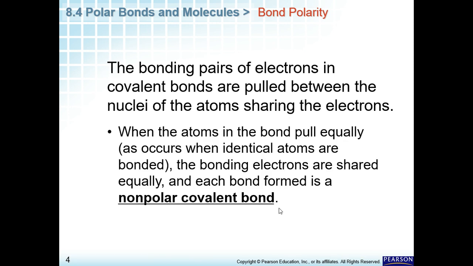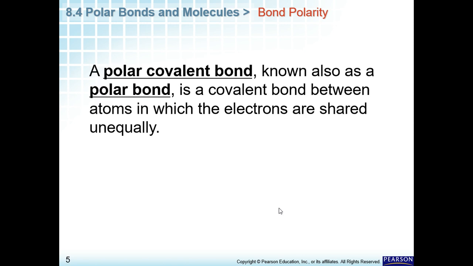So when atoms in a bond pull equally, which usually occurs whenever the atoms are identical to one another, the electrons are shared equally and therefore the bond is considered to be nonpolar. On the other hand, a polar covalent bond is one in which the electrons are shared unequally. That just means that one atom is stronger than the other in terms of pulling electrons.